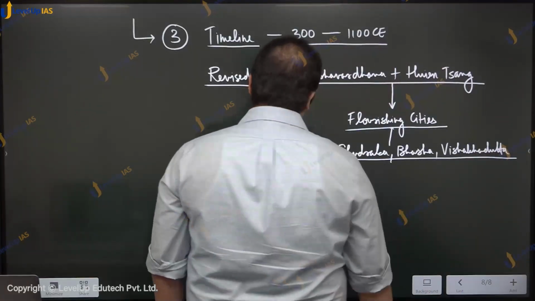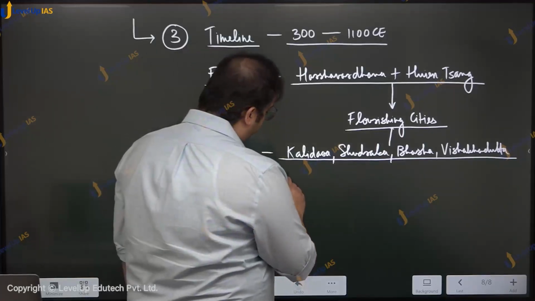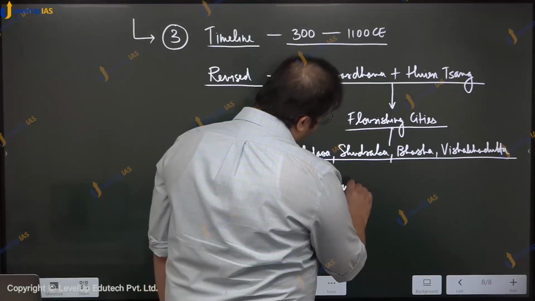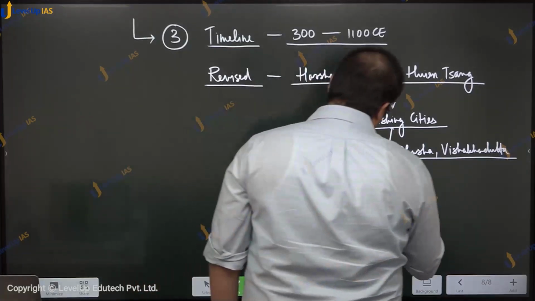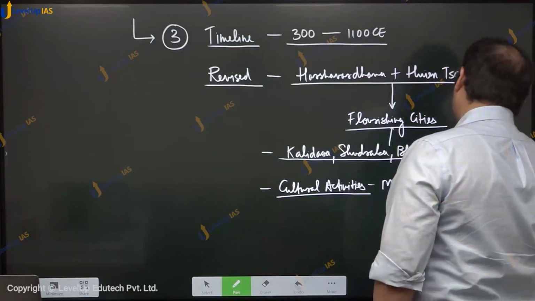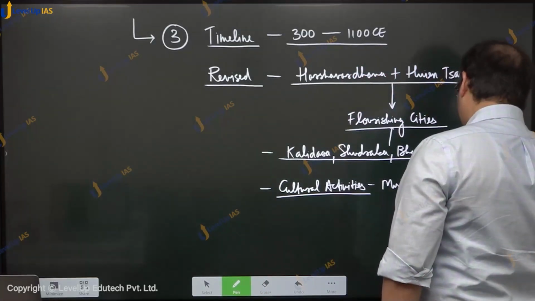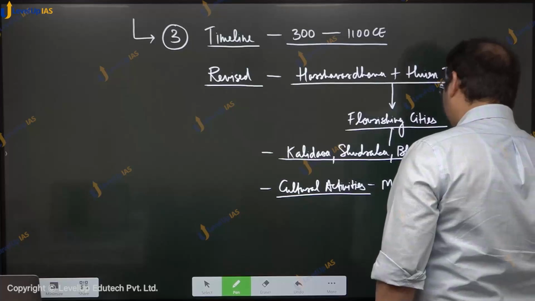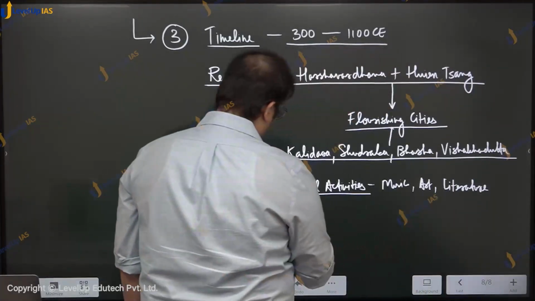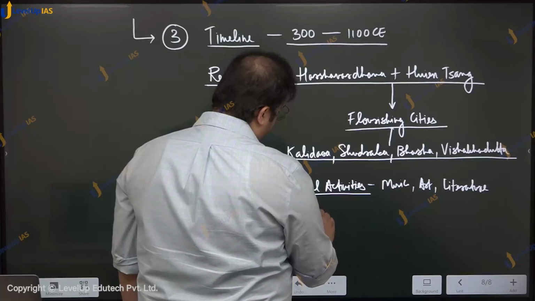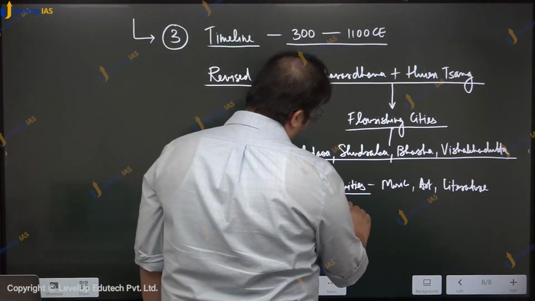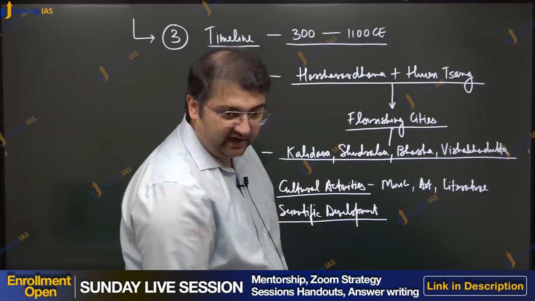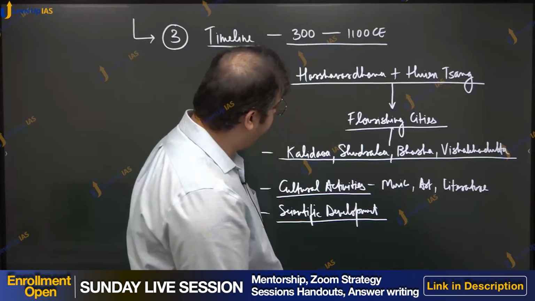Further, the Gupta period experienced a major spurt in cultural activities, that is music, art, literature, in scientific development. Varahamihira and Aryabhatta were in fact products of this period only.